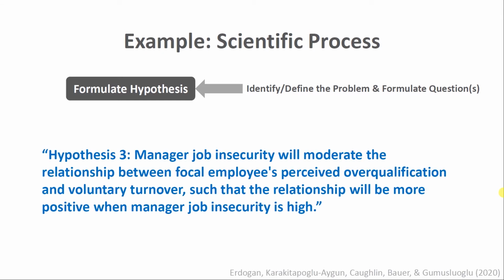Okay, so let's start with that first step in the scientific process, which is to formulate the hypothesis. Well, let's walk through one example of a hypothesis we had in this particular article. Hypothesis 3 reads, manager job insecurity will moderate the relationship between focal employees' perceived overqualification and voluntary turnover such that the relationship will be more positive when manager job insecurity is high.